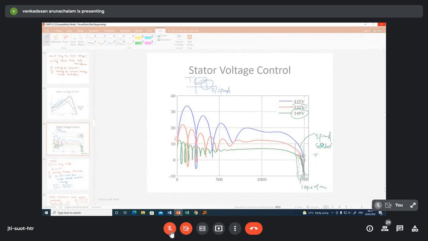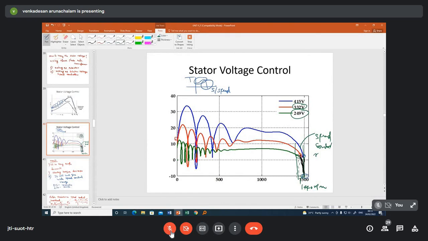So, the reduction in speed is not much in par with the reduction in the stator voltage. Or in other words, the speed control range is very, very narrow. The region is very, very narrow. Right? It is not wider.